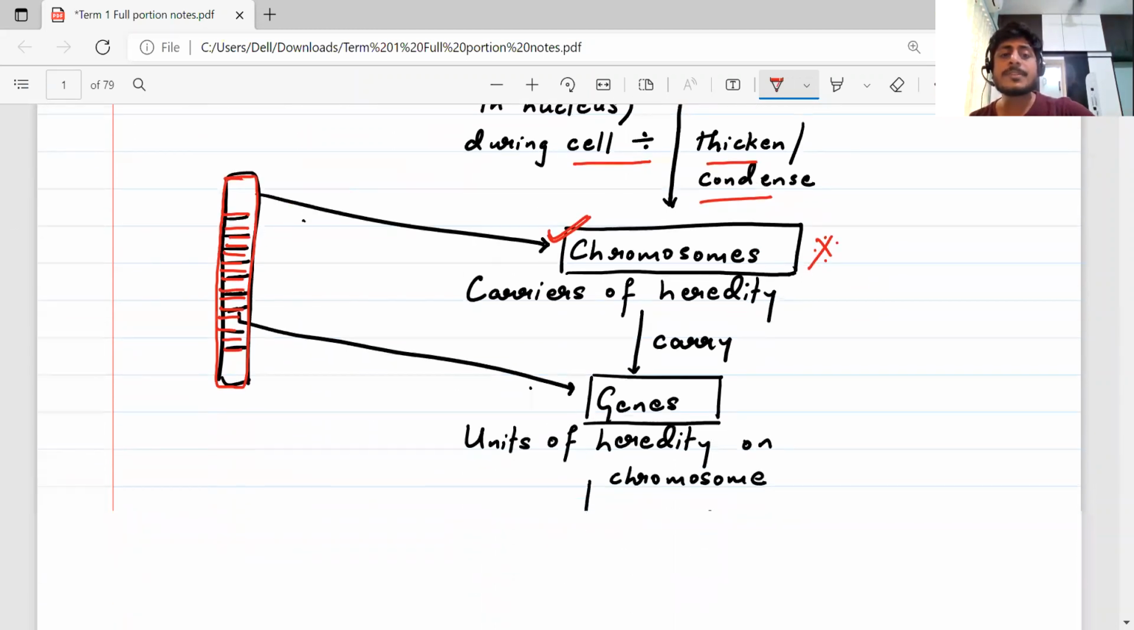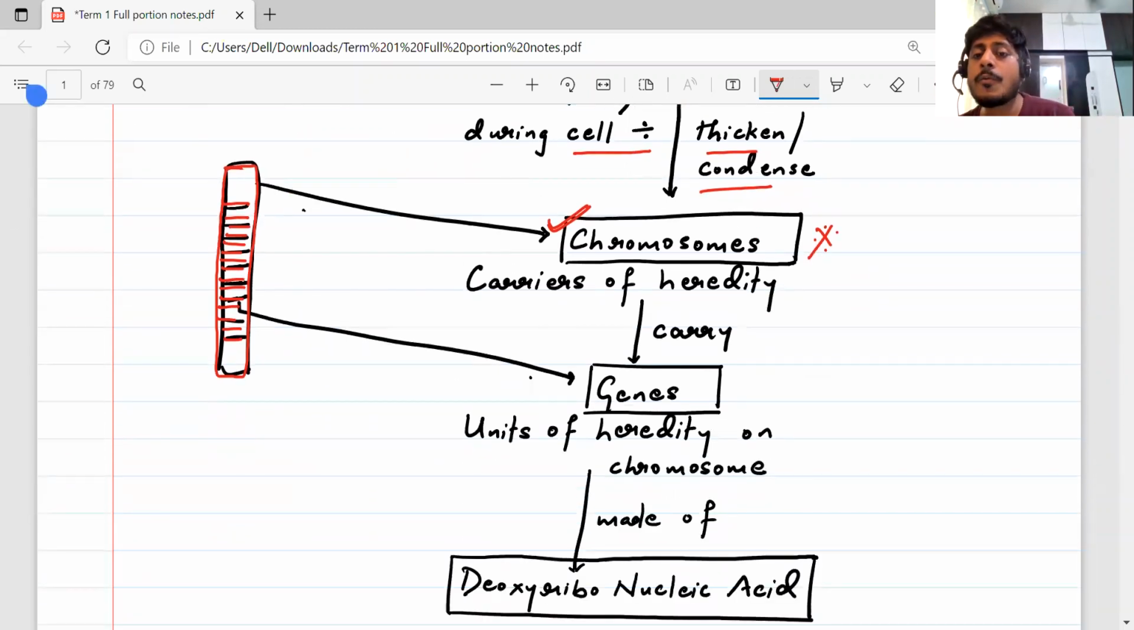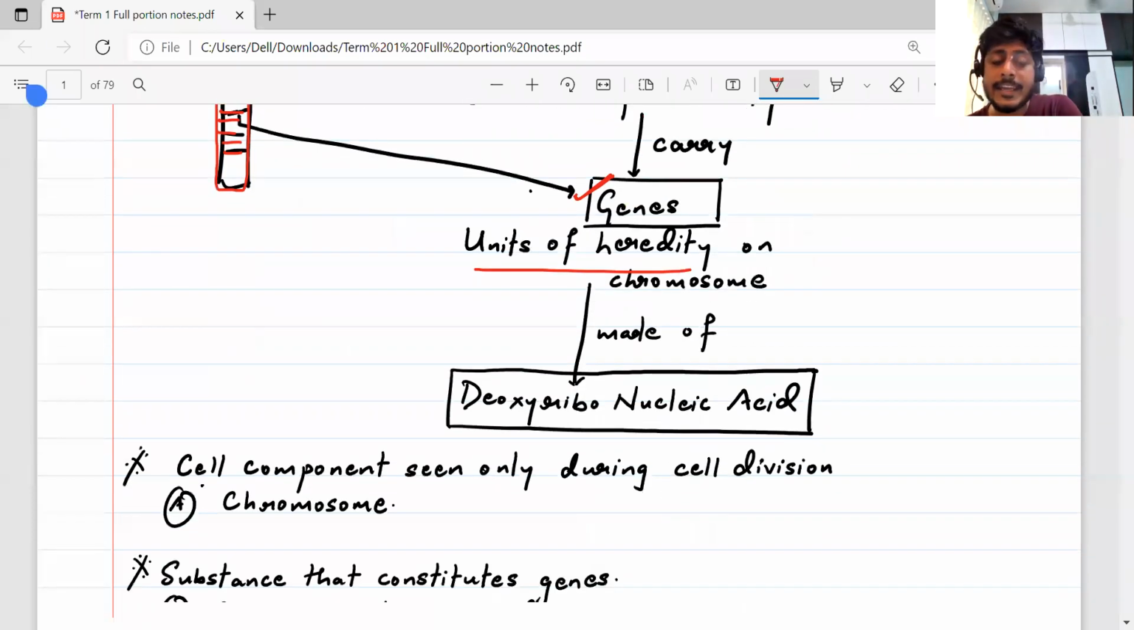So these chromosomes are basically carriers of heredity. What do they carry? As we had discussed, they're like postmen. A postman carries letters. Similarly, the chromosomes carry something. What do they carry? They carry genes. What are genes? Genes are units of heredity. What are genes made up of? Genes are made up of DNA, deoxyribonucleic acid. Look at the spelling, don't make an error, NUCLEIC. What is DNA? DNA is the chemical basis of life.